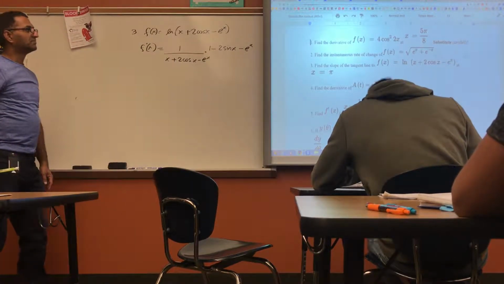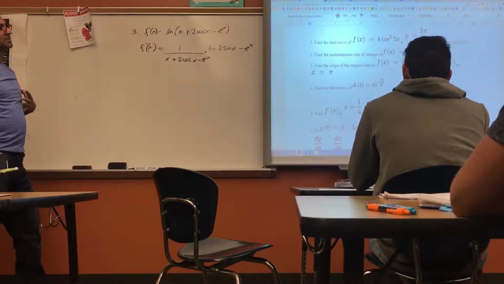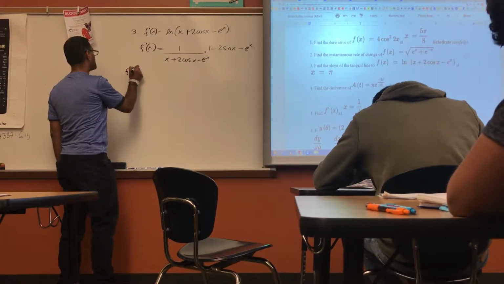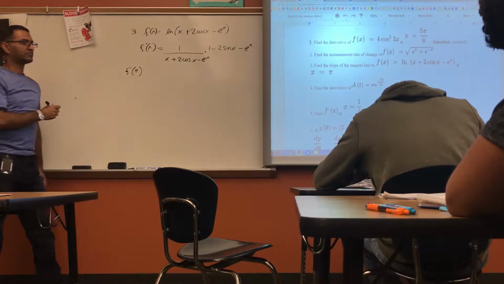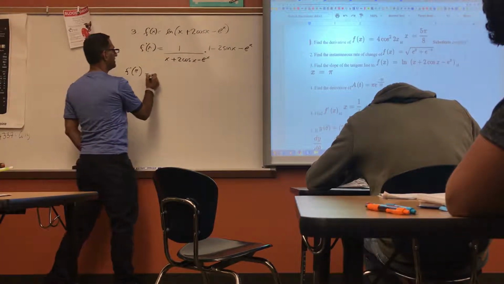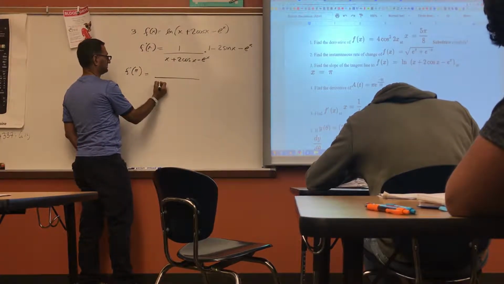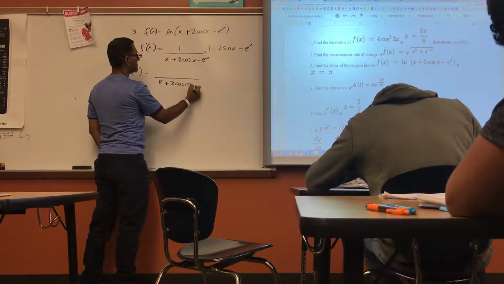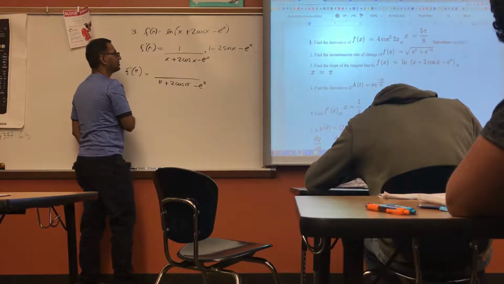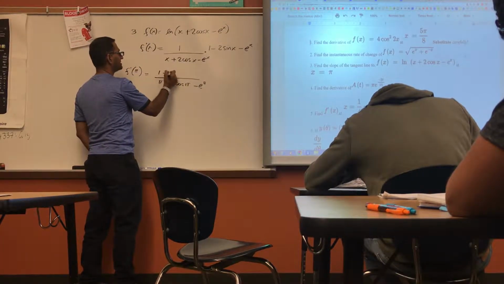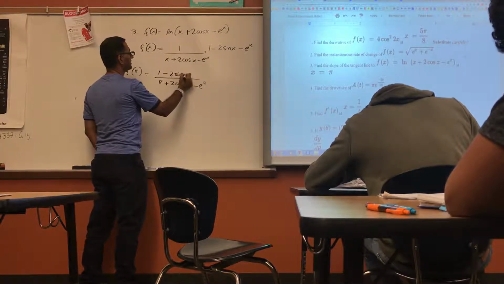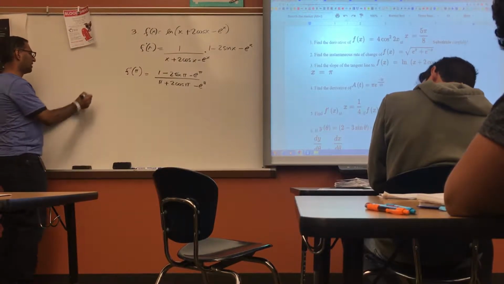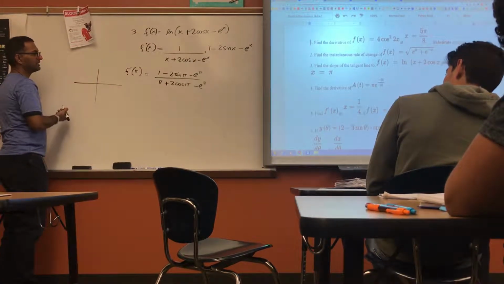Is that clear? But read the question. What else does it say? At x equals pi. So show the work. F dash of pi. Show the work. So your denominator is pi plus 2 cos pi minus e^pi. What's your numerator? 1 minus 2 sin pi minus e^pi. Okay, let's go over finding what we need to. What's pi in degrees?